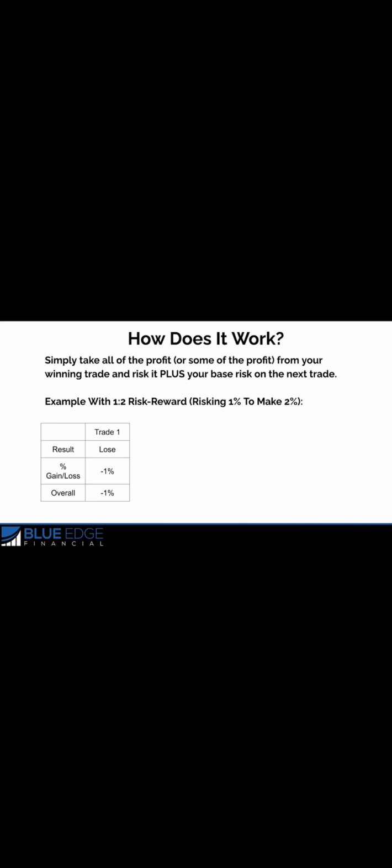So trade 1, let's say we lose. We're going to lose that 1% that we're risking. Trade 2, though, we win, right? Okay, so we won 2%, because we're risking 1 to make 2, and we're up 1% overall.